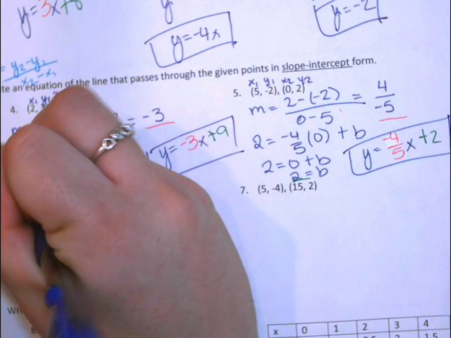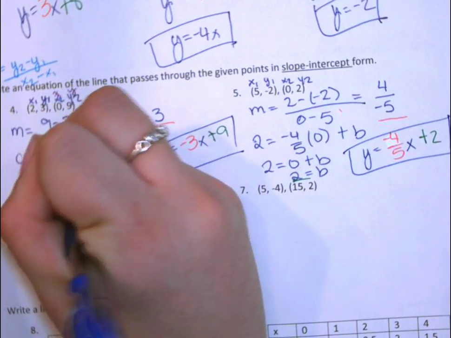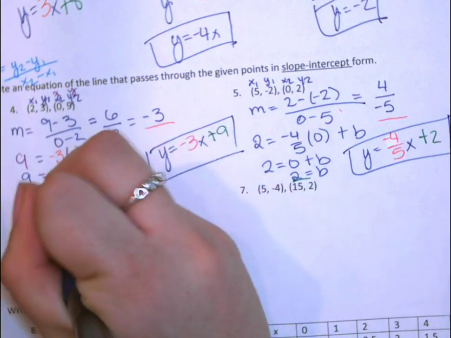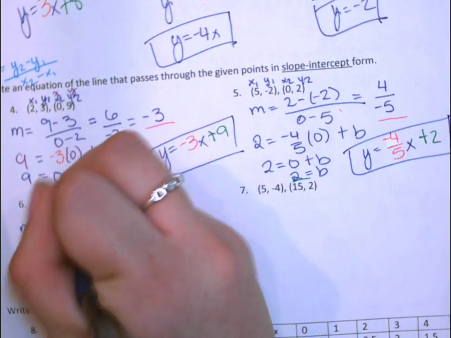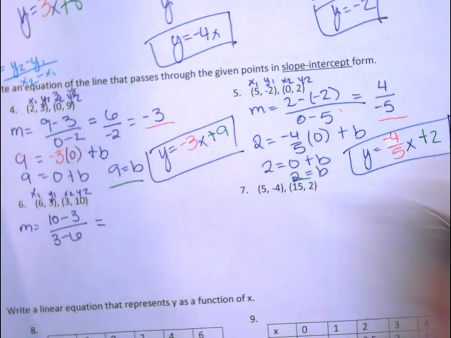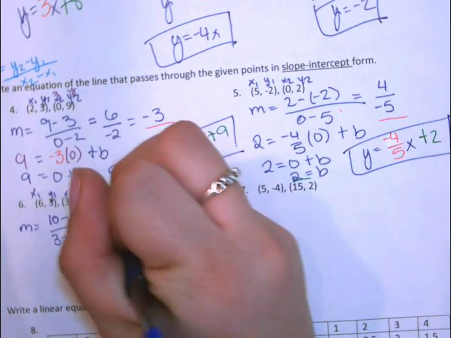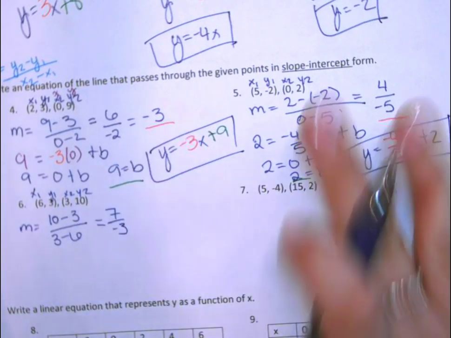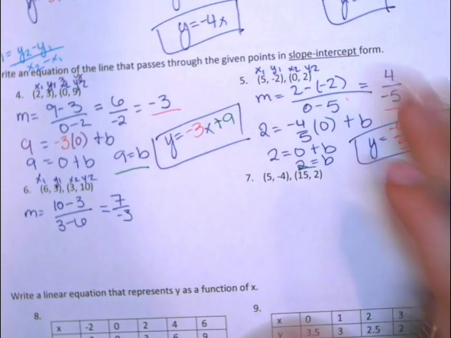Same thing on number 6. I have x1, y1, x2, y2. Plug into the slope formula. I have 10 minus 3 on the top, 3 minus 6 on the bottom. 10 minus 3 is 7. 3 minus 6 is negative 3. I'm going to go ahead and plug this in.